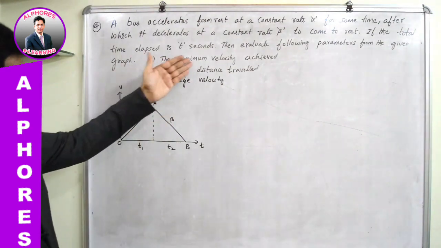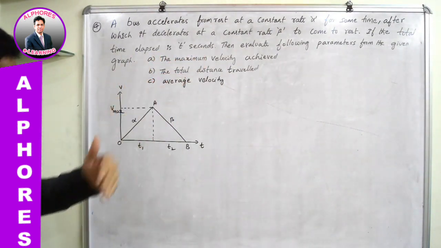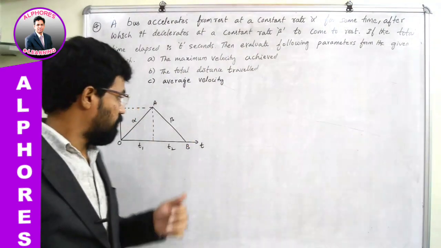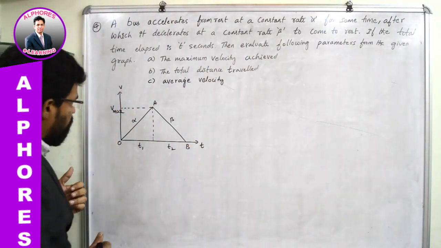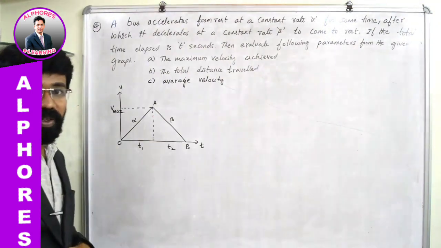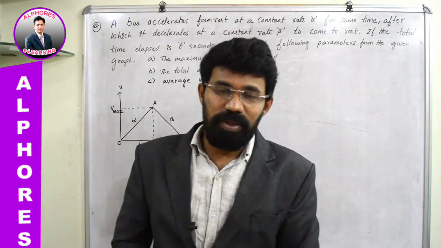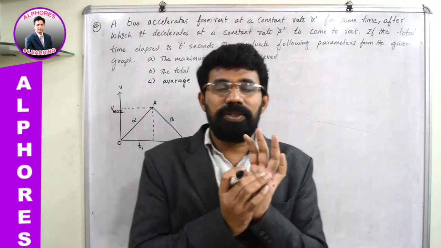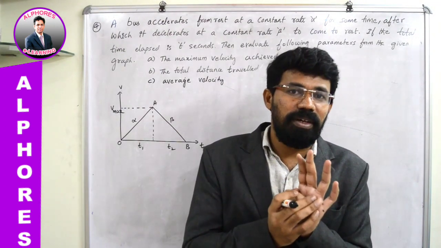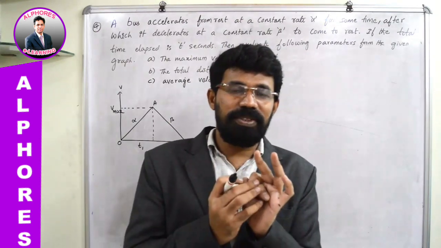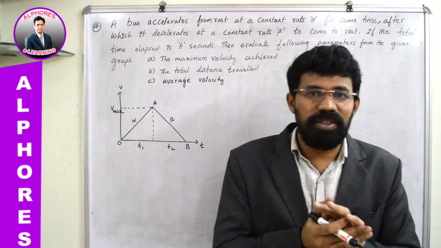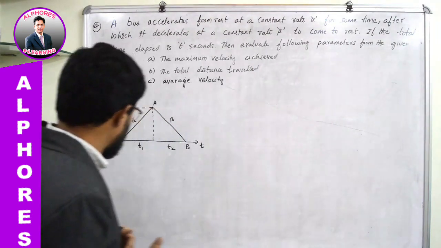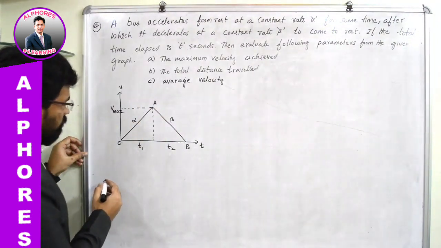We have to find out the maximum velocity achieved, the total distance traveled, and the average velocity. So let us try to find these three parameters from the given graph. I'll make use of the physical significances of the velocity time graph. I would like to recollect what we have discussed. One is that the slope of the velocity time graph gives us acceleration. The second is that the area under the velocity time graph gives us total displacement, isn't it? So let me first make use of one physical significance of the velocity time graph.